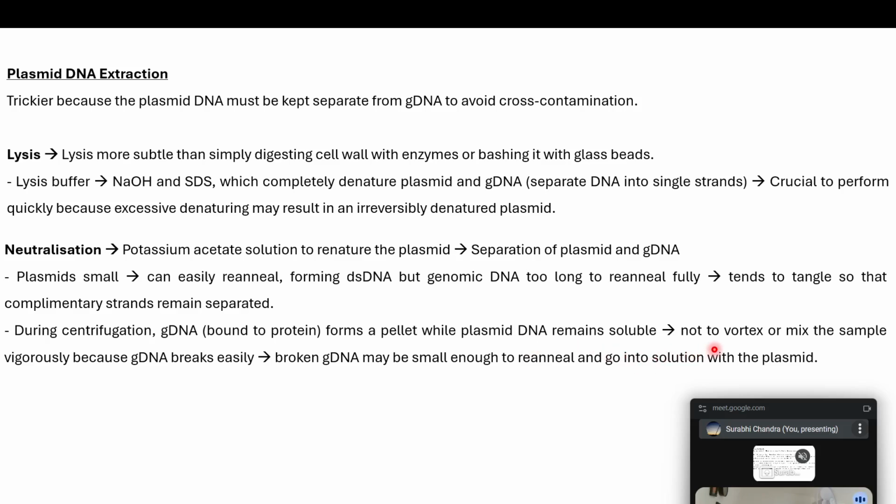So ideally, we should not vortex or mix the sample very vigorously, because chromosomal DNA can break and eventually give rise to smaller double-stranded forms, which can come into the soluble fraction and lead to plasmid DNA contamination, or genomic DNA contamination. Okay. So broken genomic DNA may be small enough to reanneal and go into the solution with the plasmid.